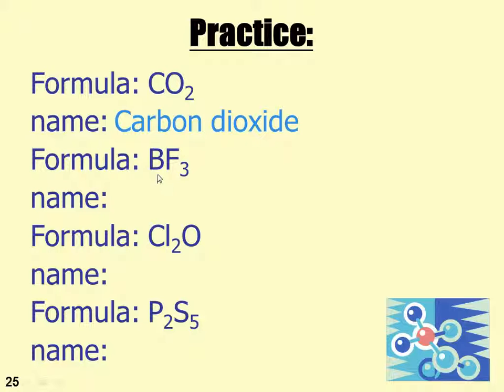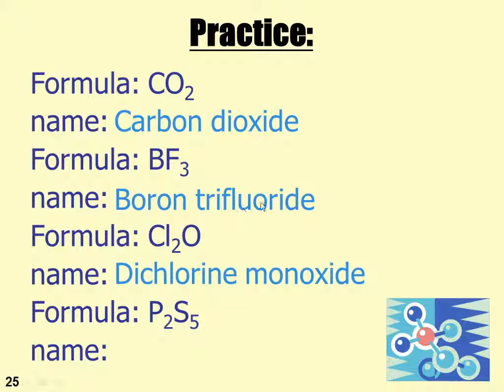For the second example, one boron, three fluorines, which we will call fluoride. This is boron trifluoride. For the next example, two chlorines, that's dichlorine. There's only one oxygen, so don't forget we always need a prefix on that second element, so dichlorine monoxide. And finally, we have diphosphorus pentasulfide. Penta is the prefix for 5, just like how the pentagon has 5 sides.